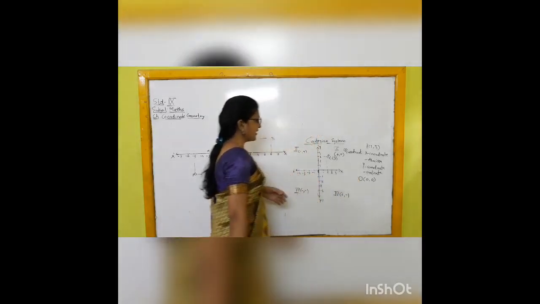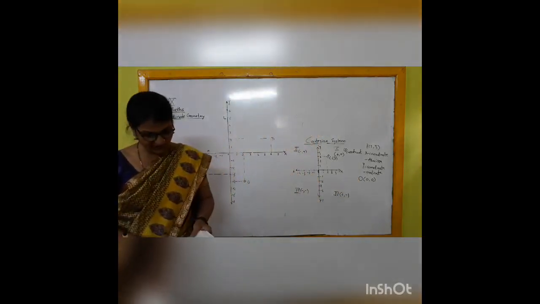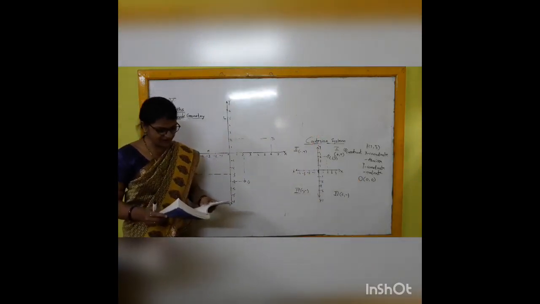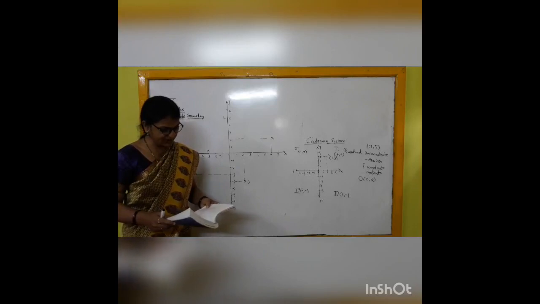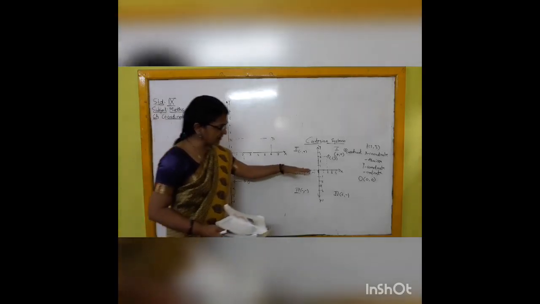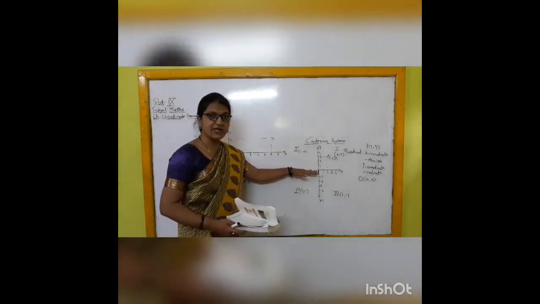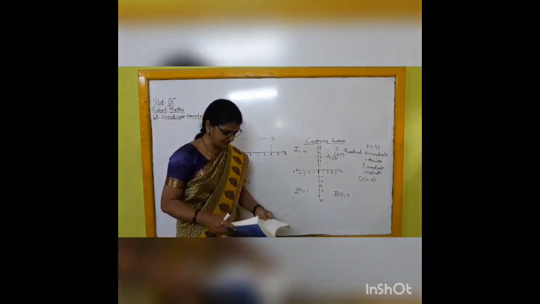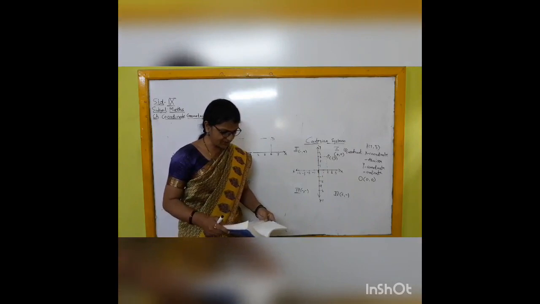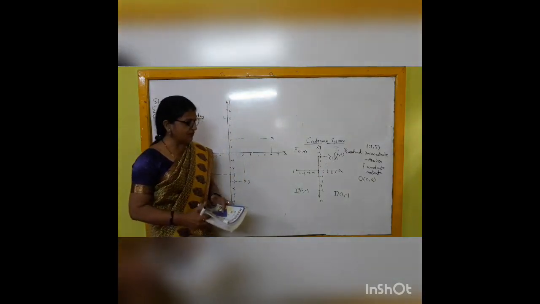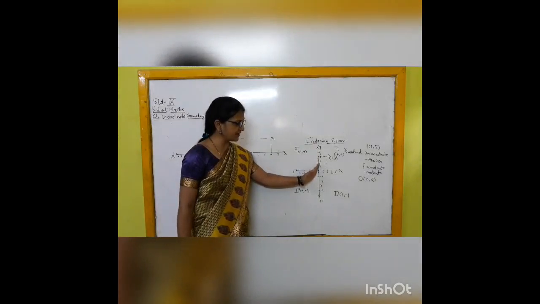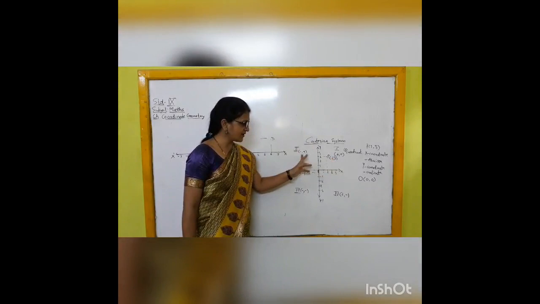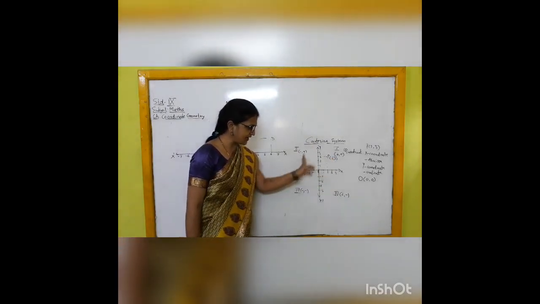Now we will see exercise 3.2, question number 1. Write the answer of each of the following questions. First question: what is the name of the horizontal and vertical lines drawn to determine the position of any point in the Cartesian plane? This is the horizontal line, its name is the x-axis. This is the vertical line, its name is the y-axis. Next question: what is the name of each part of the plane formed by these two lines? When the x-axis and y-axis intersect each other, they divide the plane into 4 quadrants. Their names are first quadrant, second quadrant, third quadrant, fourth quadrant, anti-clockwise.